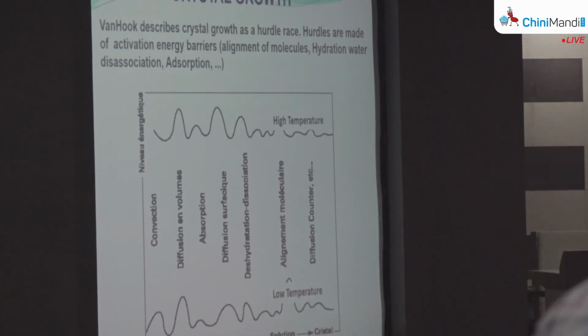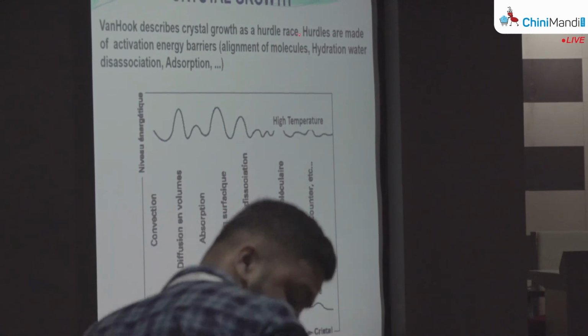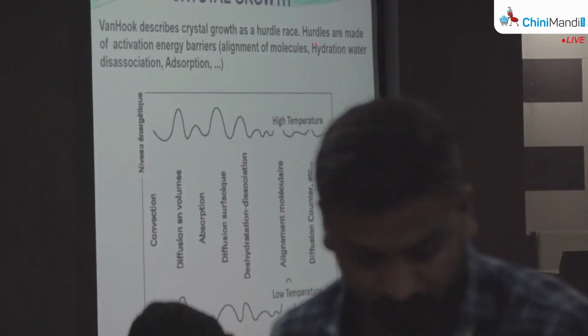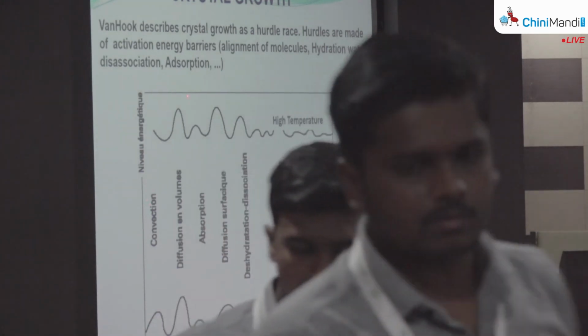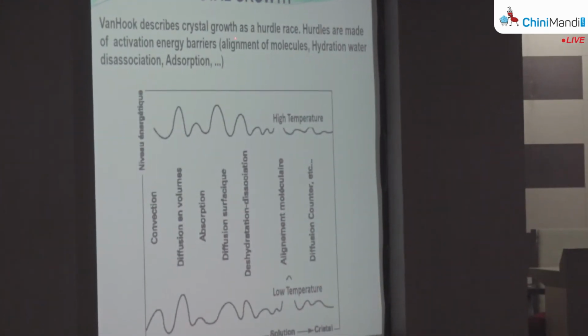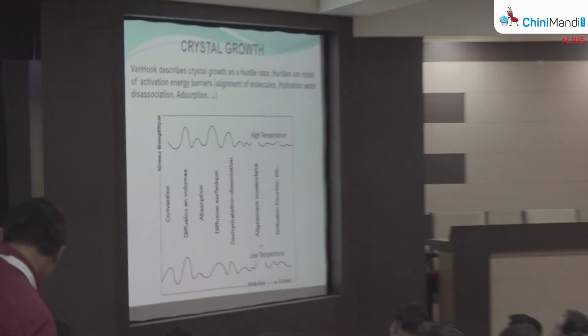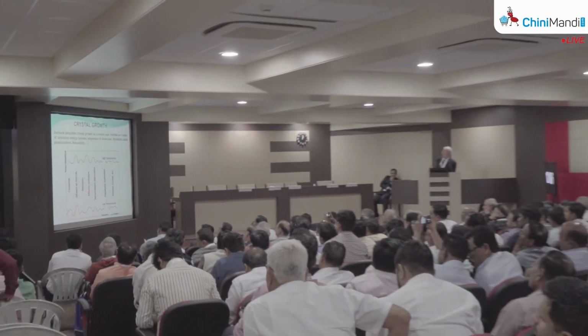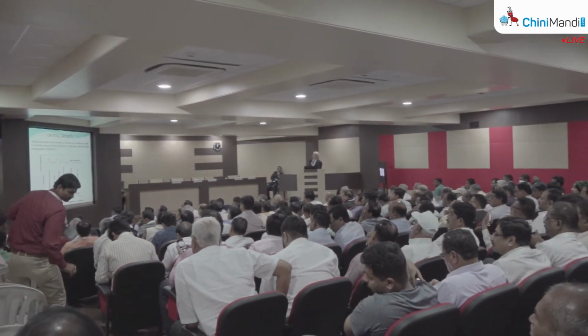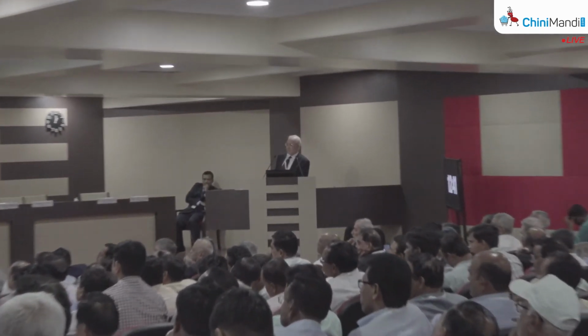Andrew Van Hook used to describe crystal growth as a hurdle race. The hurdles are made of activation barrier energies, alignment of molecules, hydration, water dissociation, etc. You have diffusion, surface diffusion, volume diffusion, and this step of integration of molecules inside the crystal is in fact very complicated if you want to study it at the molecular level.